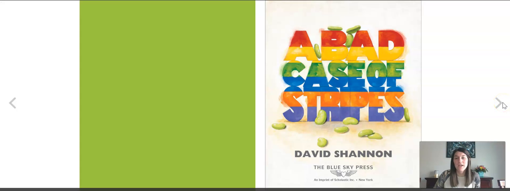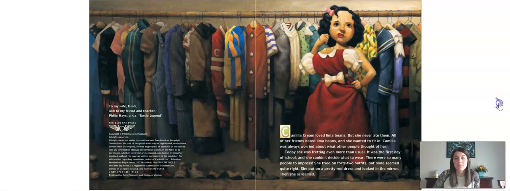A Bad Case of Stripes by David Shannon. Camilla Cream loved lima beans, but she never ate them. All of her friends hated lima beans, and she wanted to fit in. Camilla was always worried about what other people thought of her. Today she was fretting even more than usual. It was the first day of school, and she couldn't decide what to wear. There were so many people to impress.